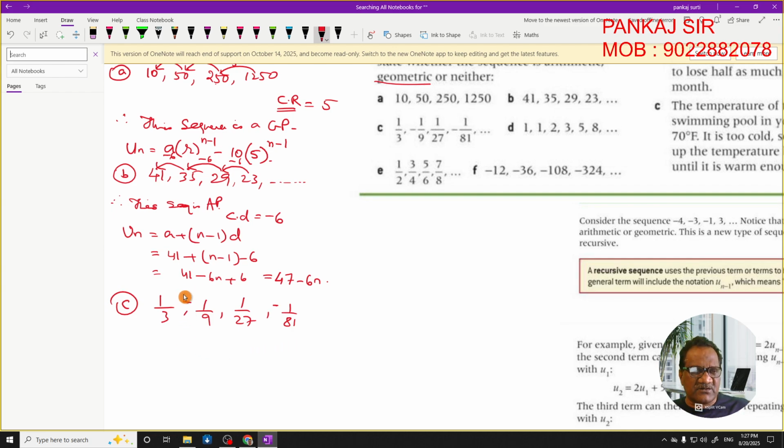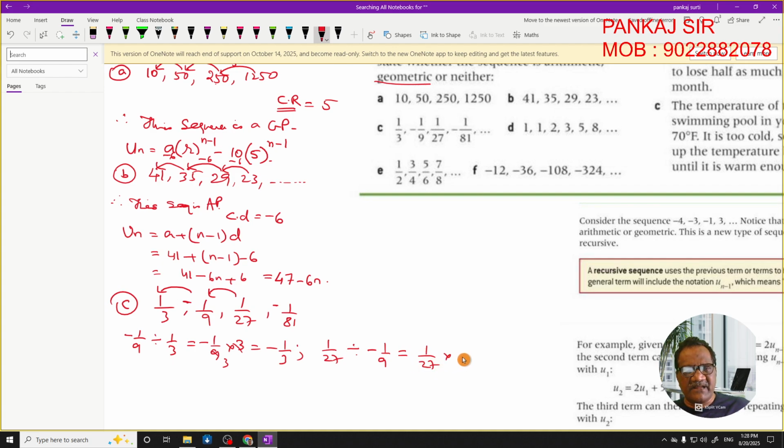Let us do this. Minus 1 over 9 divided by 1 over 3. What we get? This will be minus 1 over 9 into 3, which is equal to minus 1 over 3. Now let us do this: 1 over 27 divided by minus 1 over 9. This will be 1 over 27 multiplied by minus 9. This again gives you minus 1 by 3.